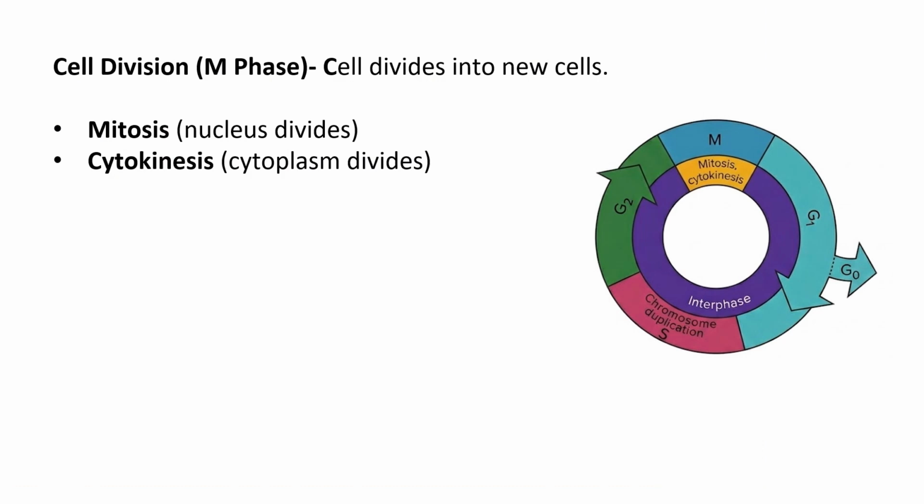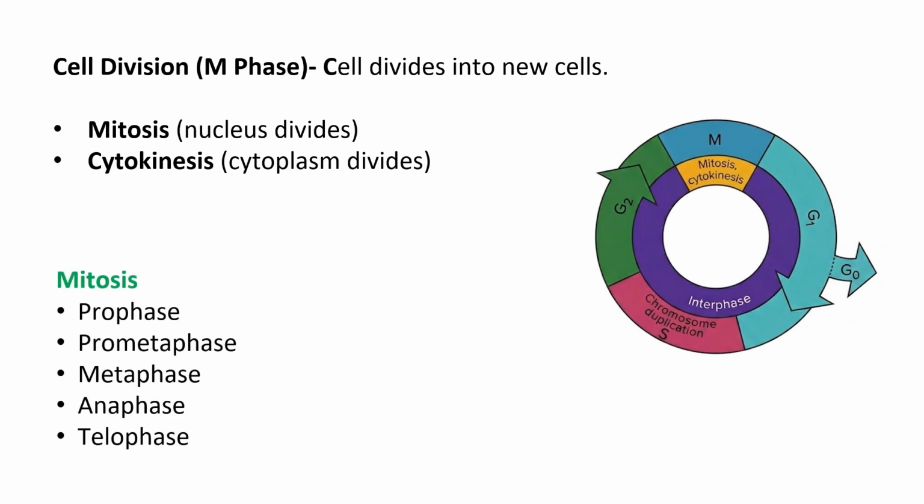Okay, once the cell finishes interphase, now the cell is ready to divide. This process breaks down into two main steps, mitosis and cytokinesis. Mitosis is where the nucleus divides, and cytokinesis is where the rest of the cell and cytoplasm divides into new daughter cells. To make mitosis easy to master, we will break down its key stages step by step: prophase, prometaphase, metaphase, anaphase, and telophase. Let's dive right in.